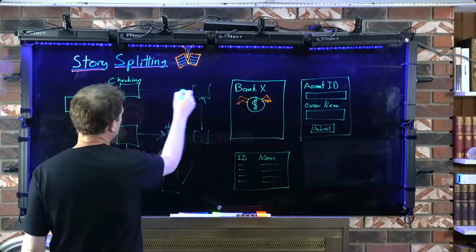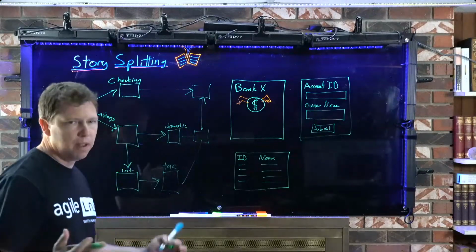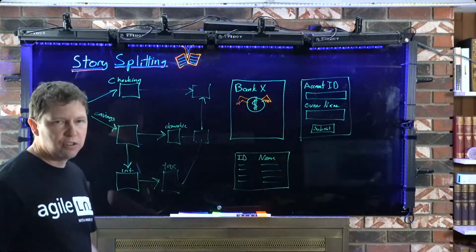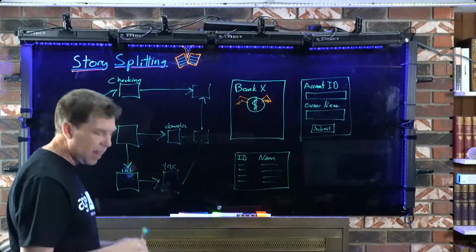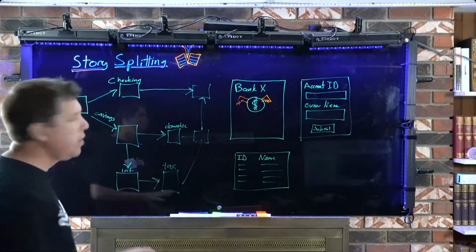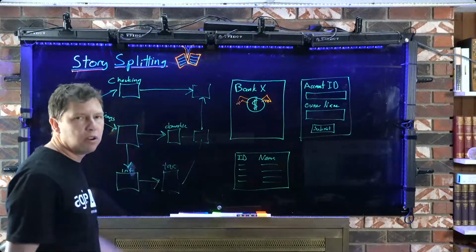So the checking is really simple, and I'm just making stuff up. If you're in banking and you say the checking is actually more complicated, fine. Anyway, this is what the business is saying they need to do. So like, okay, now we need to create different account types. So this is what they're saying.